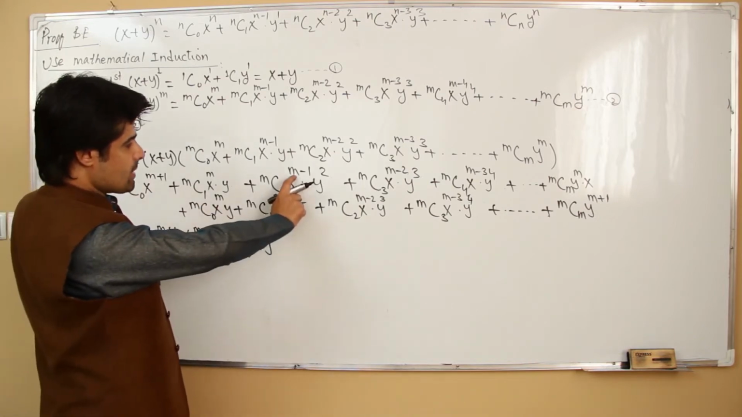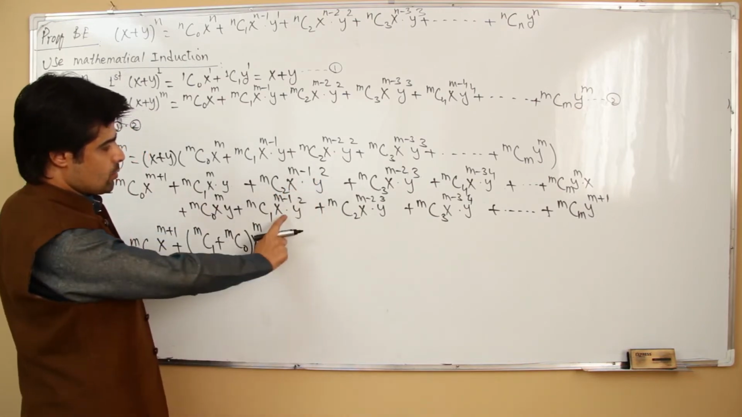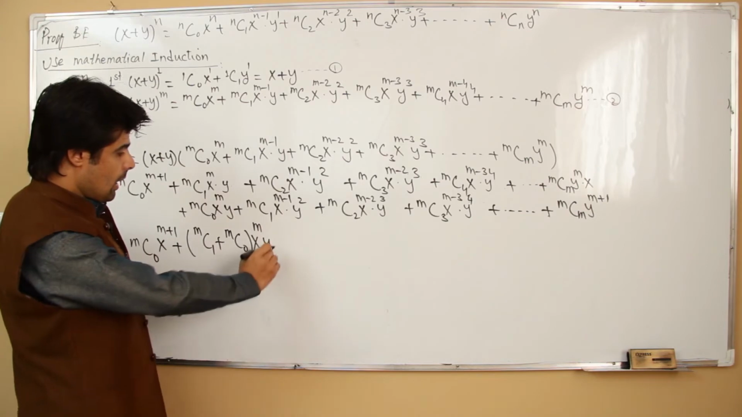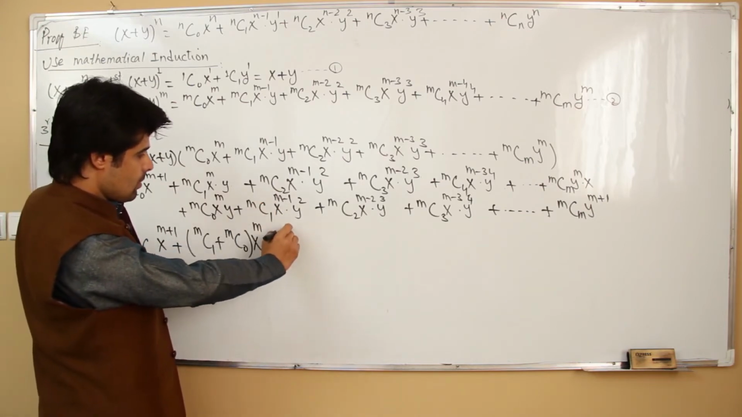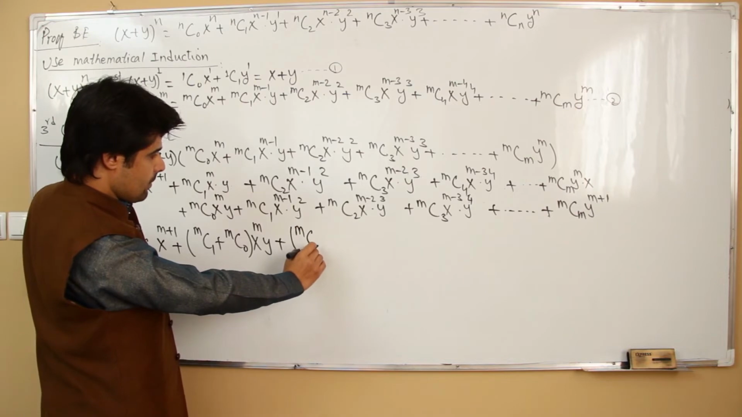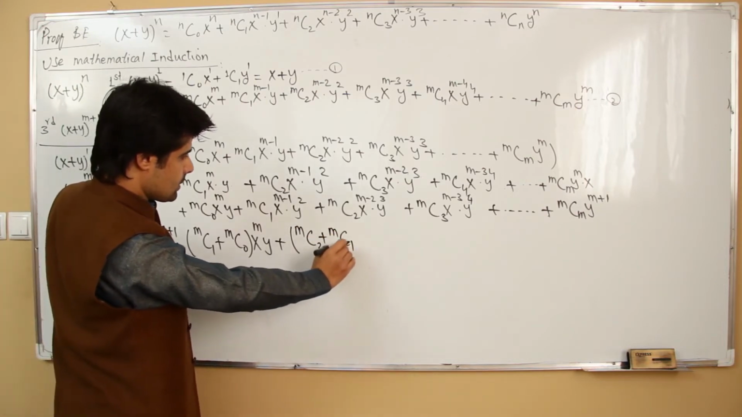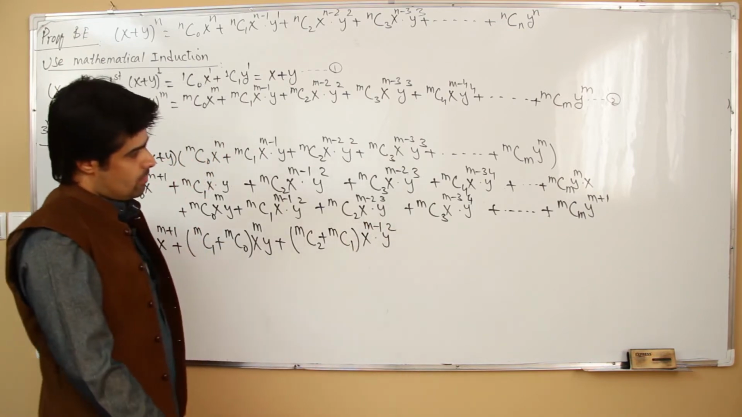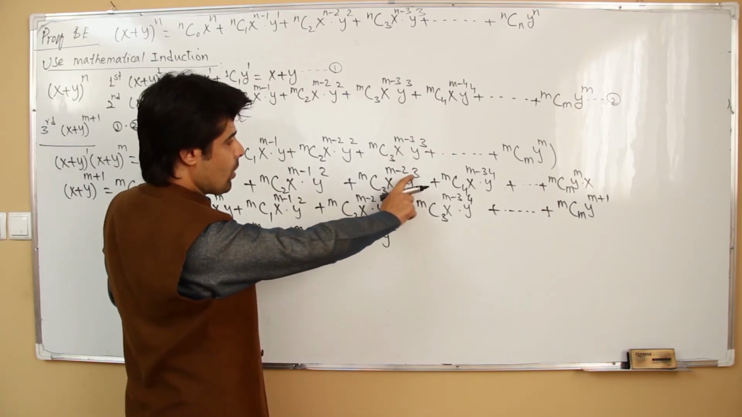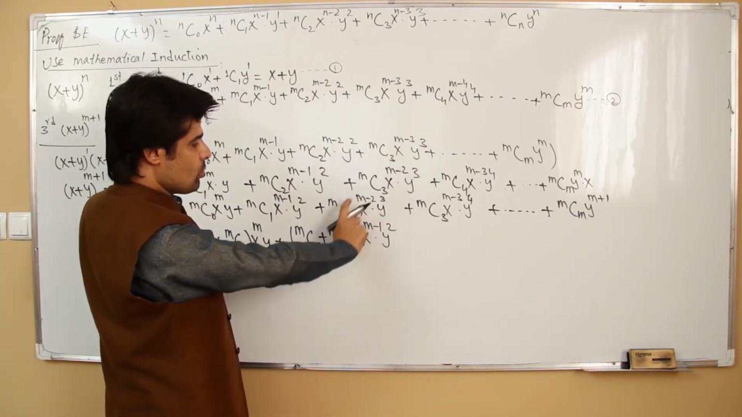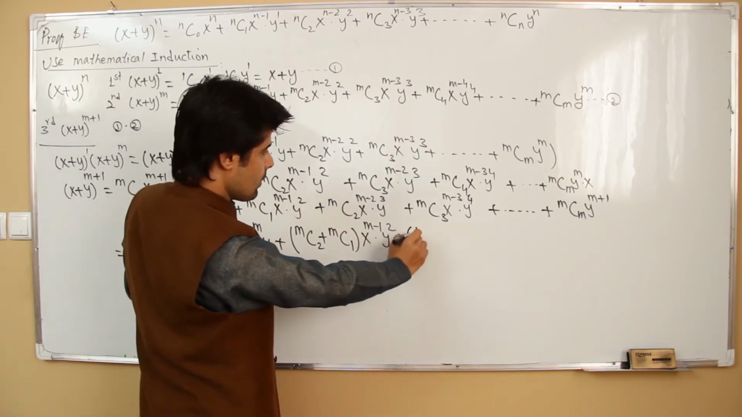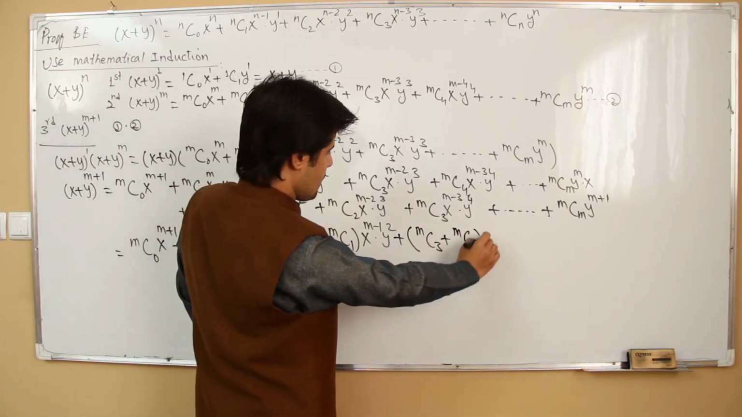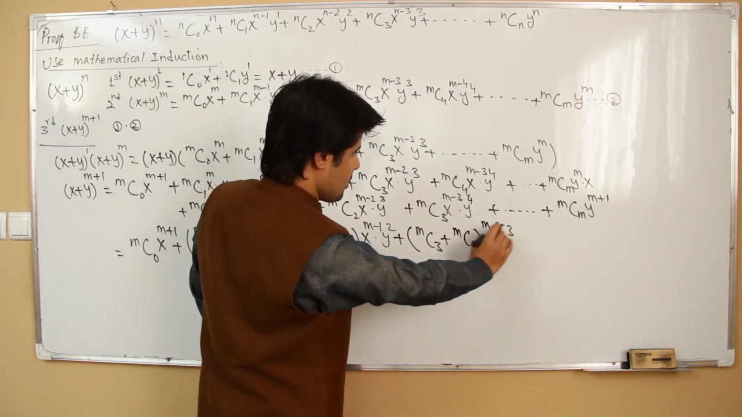Do we have x to the power m minus 1 y square? Yes, we have it here. Now these two terms we can sum, I mean the coefficients must be added: mC2 plus mC1 times x to the power m minus 1 y square. Do we have x to the power m minus 2 y cube? Yes, we have it here. It means these two coefficients can be added. So we have mC3 plus mC2 times x to the power m minus 2 y cube.